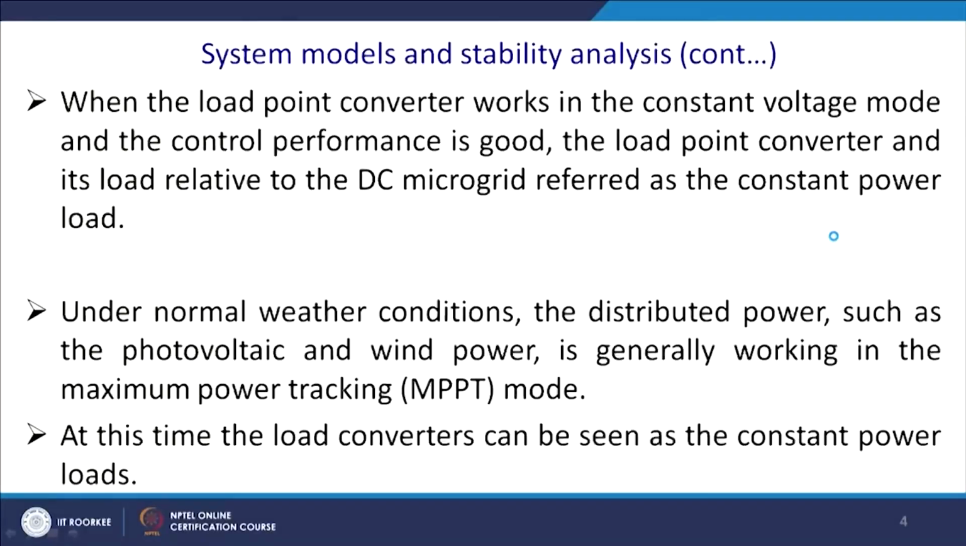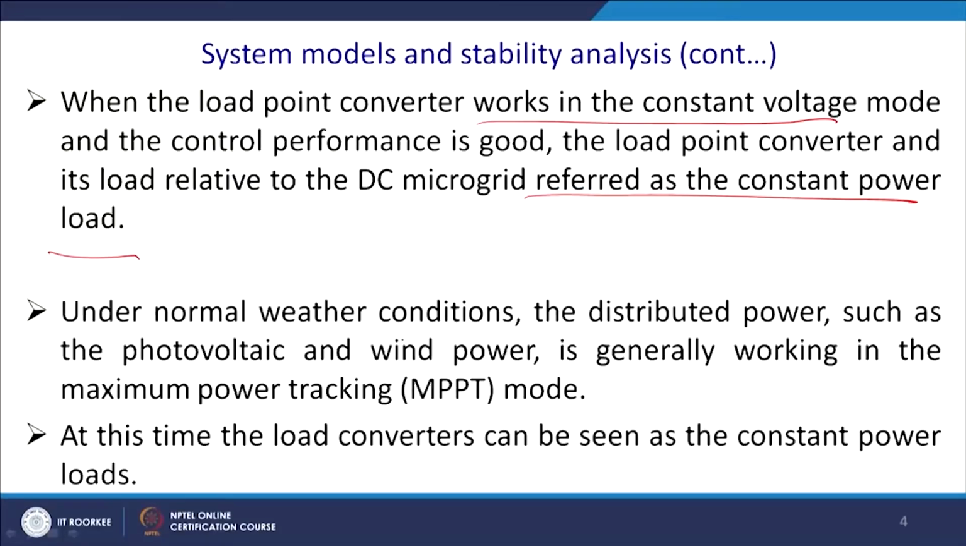So, when the load point converter works in a constant voltage mode and the control performance is good, the load point converter and the load are, relative to the DC microgrid, referred to as a constant power load, or in abbreviation we sometimes say CPL, and if it is a device then it is CPLD, constant power load device.